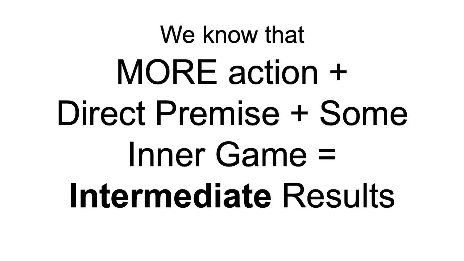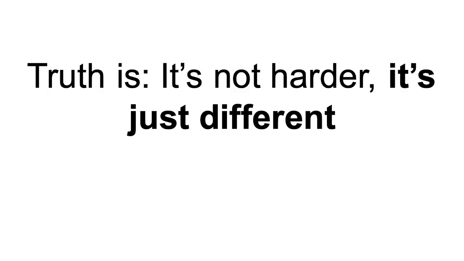We know that more action plus a direct premise plus some inner game, right? Doing a lot of sets, making sure that you're showing interest in the girl in those sets and having some level of confidence, that leads to intermediate results. That's how you basically go from beginner to intermediate, right? Advanced game is not more of that. If you do more of that, you're just becoming more cemented in your intermediate ways. You might become a slightly more efficient version of intermediate, but you're not going to get to advanced with more of the same. And the truth is, getting to advanced isn't actually harder, but it is different.